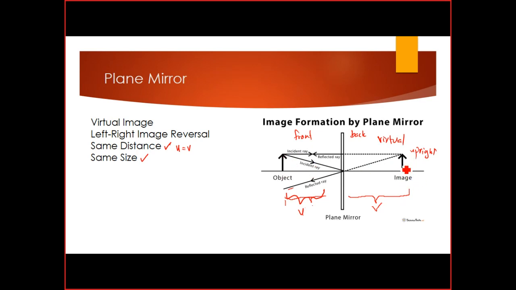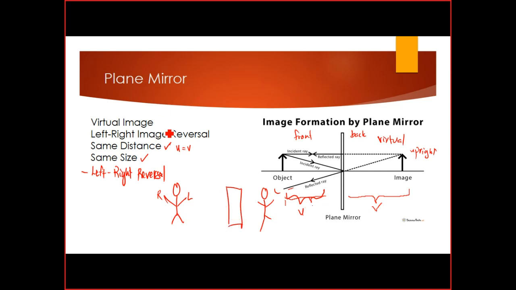If you ever sit in front of a mirror, you might recognize that if you put up your right hand in front of the mirror, the image is going to show you a left hand. The mirror will actually give you a left hand. This is called left-right reversal. This is one additional feature that you get from a plane mirror.